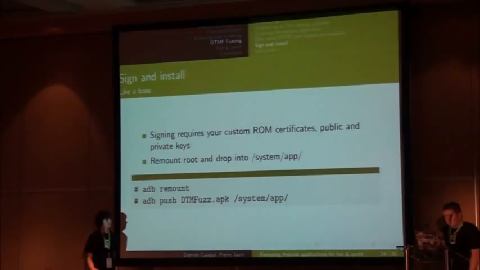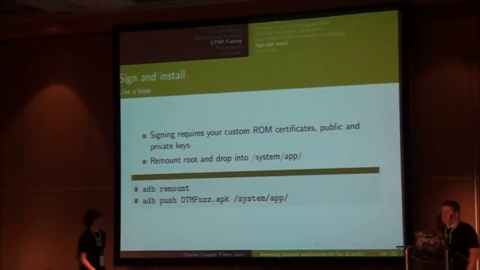Eventually, to install the application, you need to sign it with the same private key used to sign all the system applications. And this is why you need to root your phone in order to install this DTMF fuzzer. Because if you do not sign the application with the exact private key used by the people who designed the firmware, your application will not be recognized as a system application and cannot be run on your phone. So this is the explanation of the rooting step. All you have to do then is remount the root filesystem in order to push the application in the system app directory. Once done, this application will be available on your phone, and then you can use it with Fino.